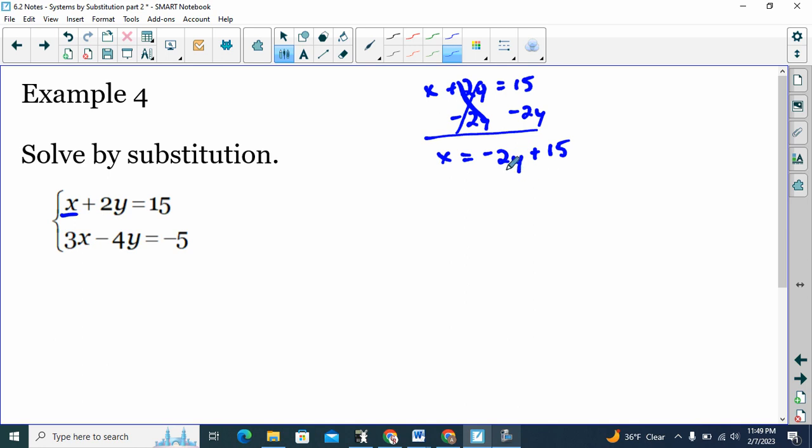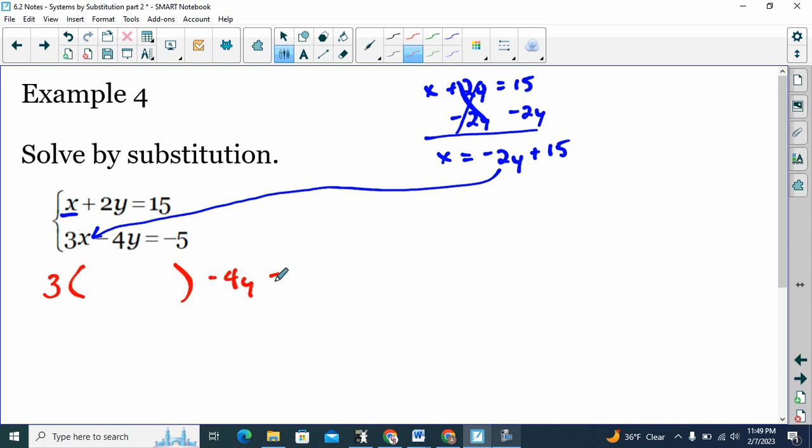So now I can take it. I don't want to plug it back into the same equation. We want to plug in for x into the other equation. So when we do that, it says 3 times x minus 4y equals negative 5. But instead of x, we're putting in negative 2y plus 15. And now we've got an equation. We should be able to solve this equation for y.